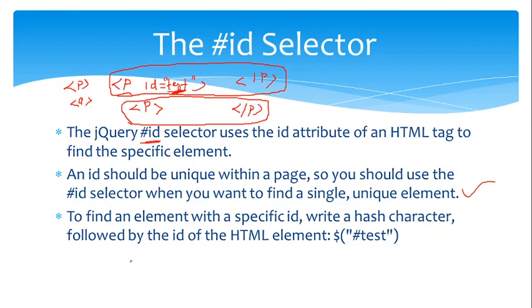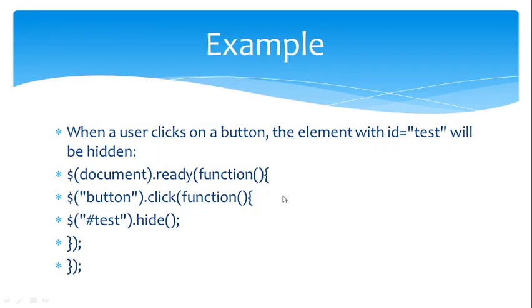You write a hash character followed by the id of the HTML tag, that is $("#test"). This is my id selector. Okay, what we did in the element selector, dollar, we select p. So this is a selector, and here also we are using a selector, but here it is the id selector, and this is the element selector. See the example.